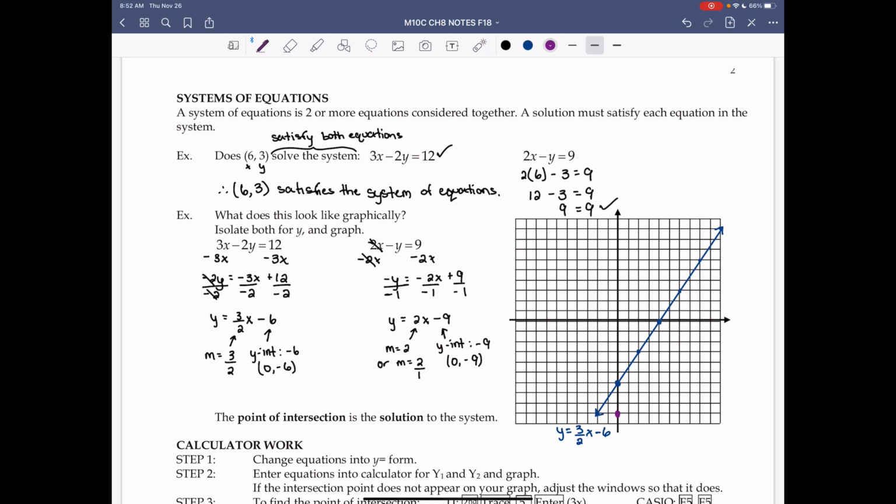So the point where the two graphs intersect is that point there. We can join our points with a line. And that is the graph of y equals 2x minus 9.